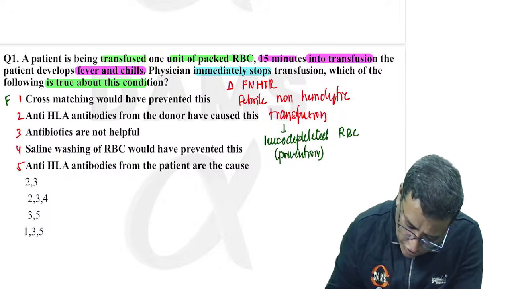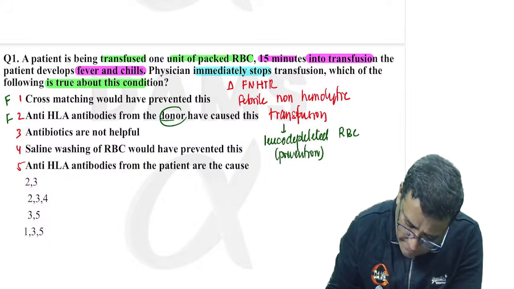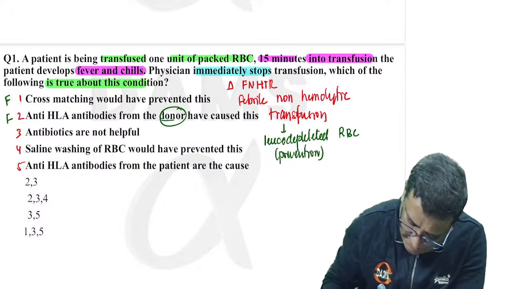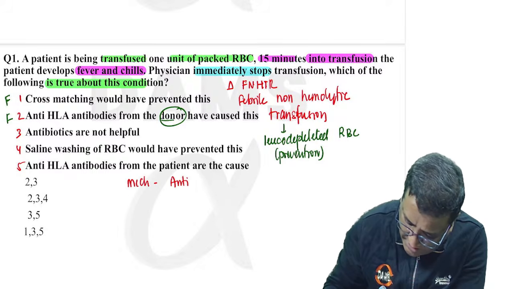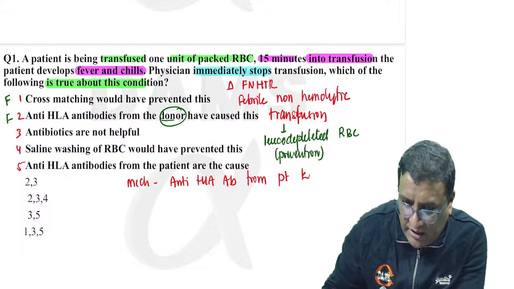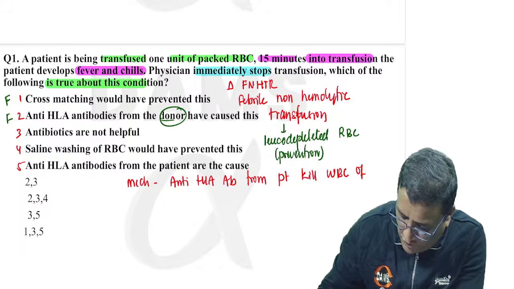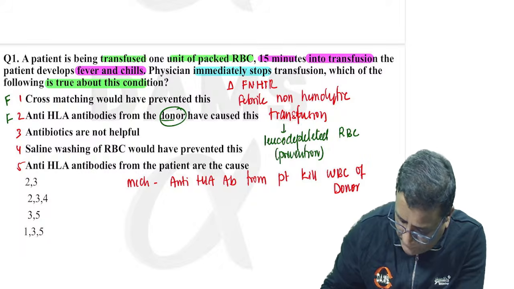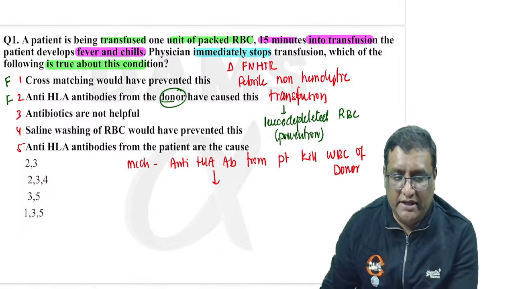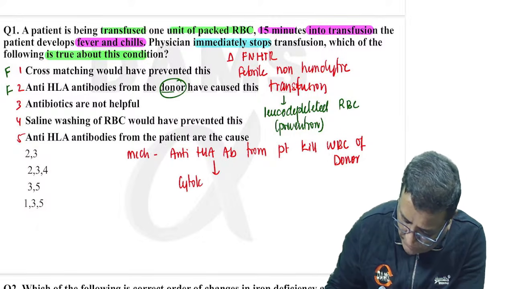Anti-HLA antibodies from the donor have caused this. False. It is not from the donor. What is the mechanism of FNHTR? The mechanism is anti-HLA antibodies from the patient kill WBCs of the donor. Whatever WBCs come from the donor, anti-HLA antibodies will kill them. And once the antibodies kill them, there will be release of cytokines from the WBCs.